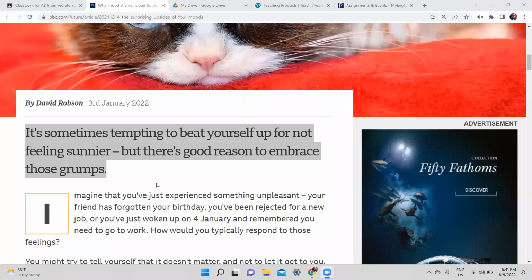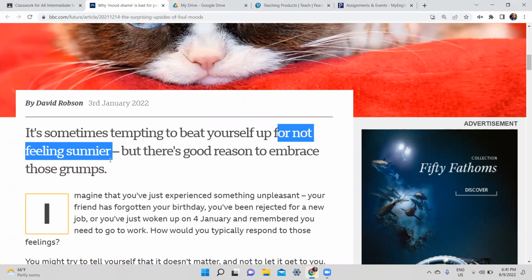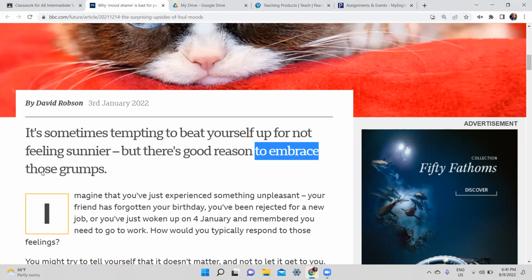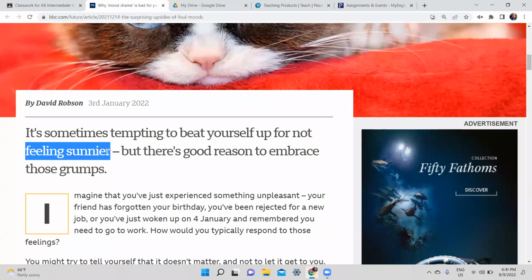Okay, all right. So here you have, it's sometimes tempting, right? It means that you want to fight yourself or with yourself when you are not happy, right? So you believe that it's bad when you are not happy. But actually, there is a very good reason. It means there is a reason why you should accept, right? When you are angry, when you are feeling bad, and other emotions besides feeling happy, right? So that's the introduction. I want to know if you have questions before finishing.